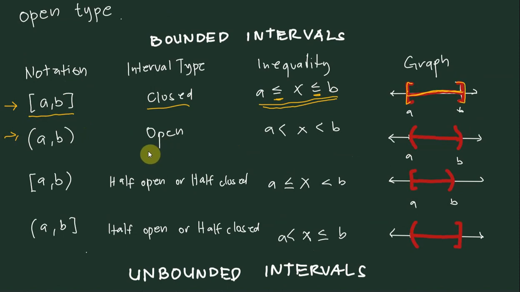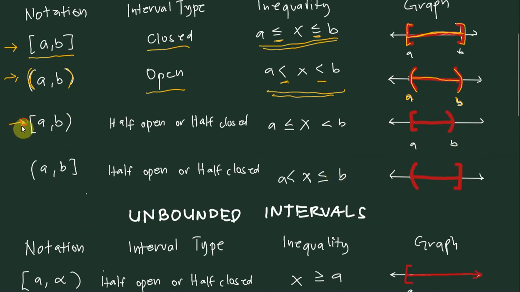Okay, so let's proceed to the second row. This second row is an open interval. It's open because of this notation right here. What it says is it includes all of the values in between a and b, but it does not include a and b. In inequality notation, it uses the strict inequalities. As we've learned in the inequalities lesson, this does not include the values of a and b. So when we graph it, we use this illustration of the parentheses to designate that a and b are not included.